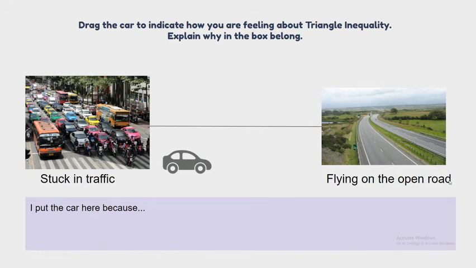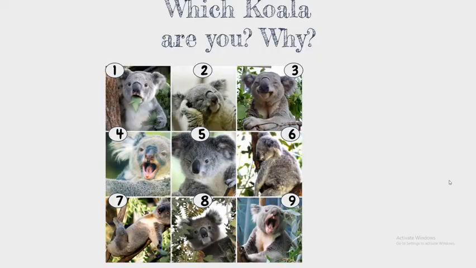This is another simple click and drag and explain slide where you can have sort of a spectrum, and we have a car here. Click and drag how we're feeling about triangle inequality and explain why it belongs in that box. So we move our car and we can say, here's why I feel like I'm stuck in traffic. Here's why I feel like I'm flying on the open road.